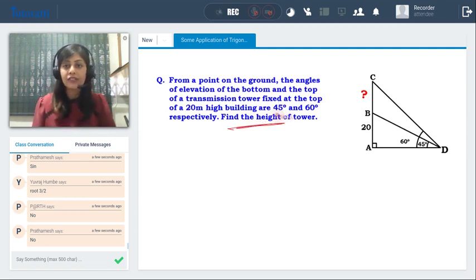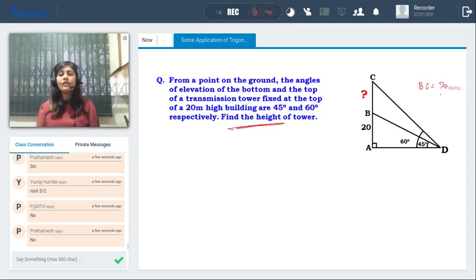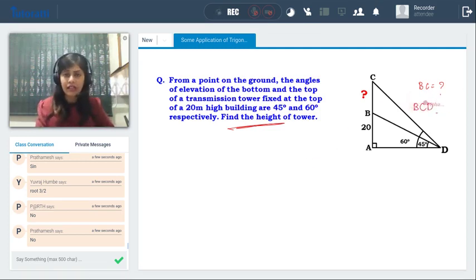We need to find the height of the tower. That means we need to find BC. Now, if you look at BC, first and foremost, BC belongs to which triangle? BCD. Yes, BC belongs to triangle BCD. But if you look at triangle BCD, it is not a right angle triangle. Is BCD a right angle triangle? No. So if you have to find BC, we cannot consider any ratio in triangle BCD.